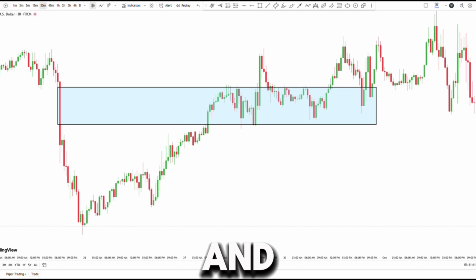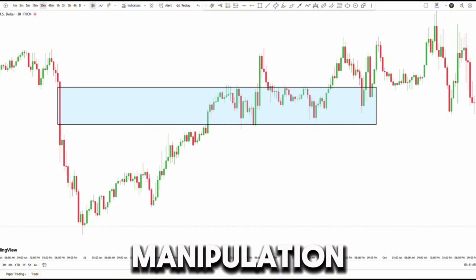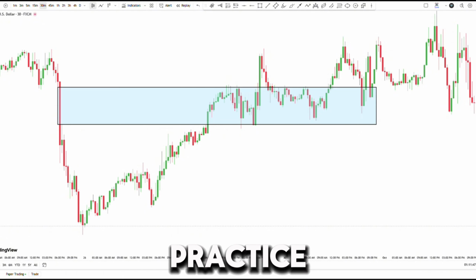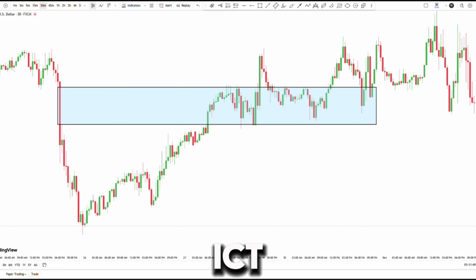That's FVGs and IFVGs unpacked. Core tools for understanding market manipulation and inefficiencies. Practice on demo accounts, combined with other ICT elements like order blocks. And remember, context is king.